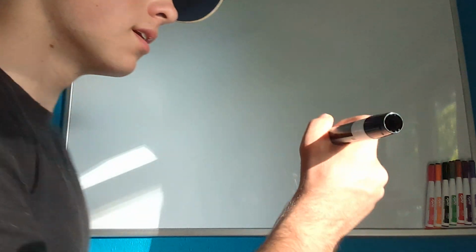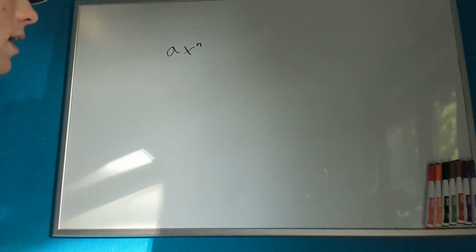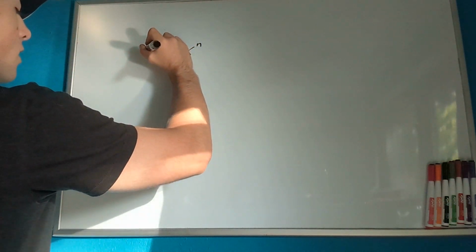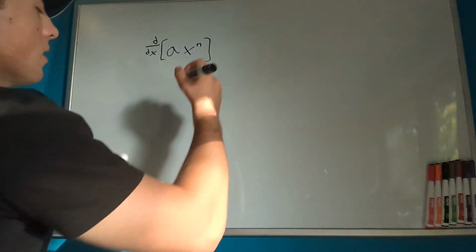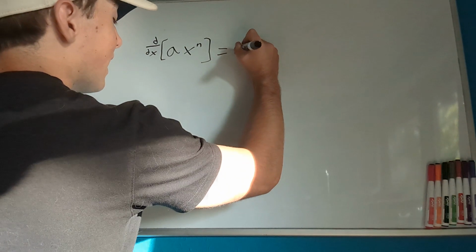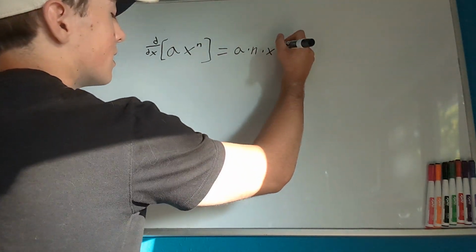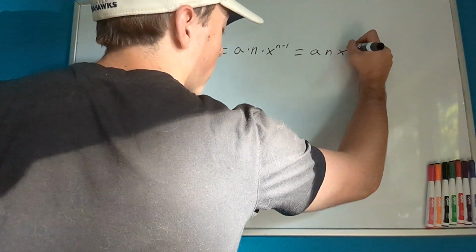Today, I want to talk about what the power rule is. Well, the power rule is a tool that we can use when calculating derivatives in calculus that look like this: a x to the n. Now, using the power rule, what can we say that the derivative of this is? We can say that the derivative of this equals a times n times x to the n minus 1, which also equals a n x^(n-1).